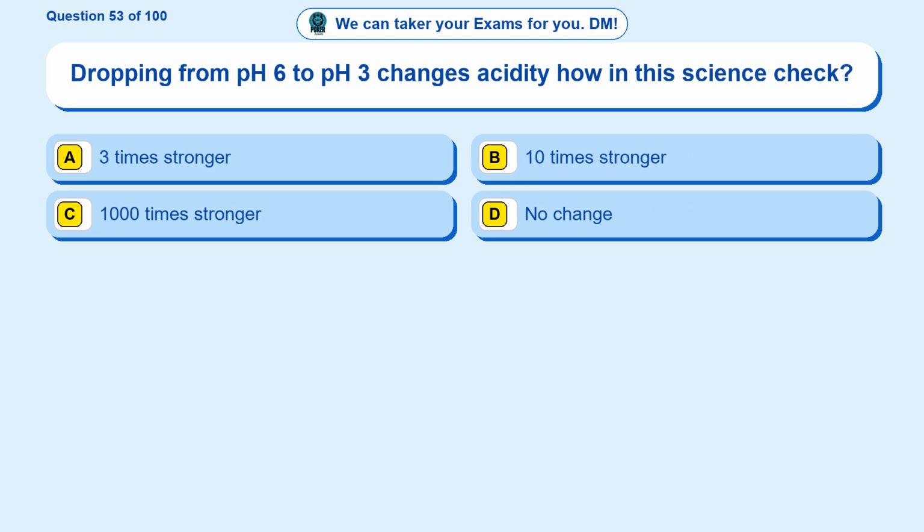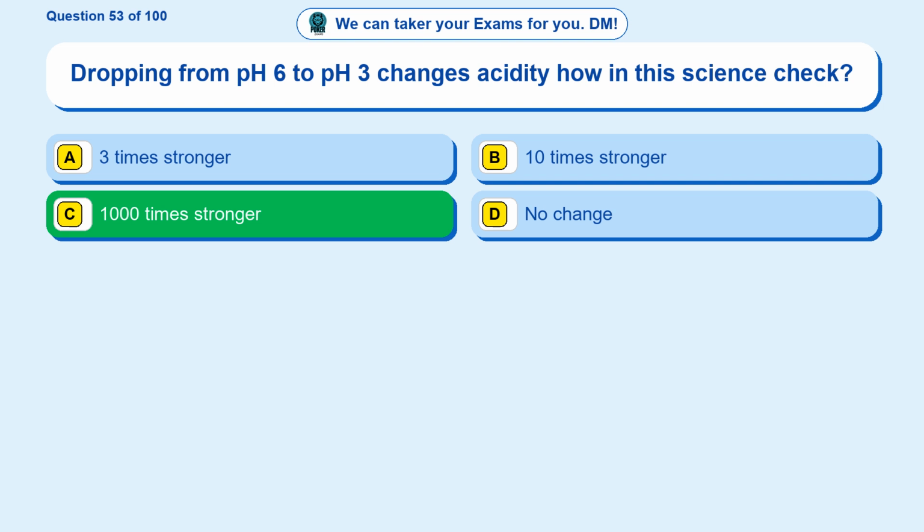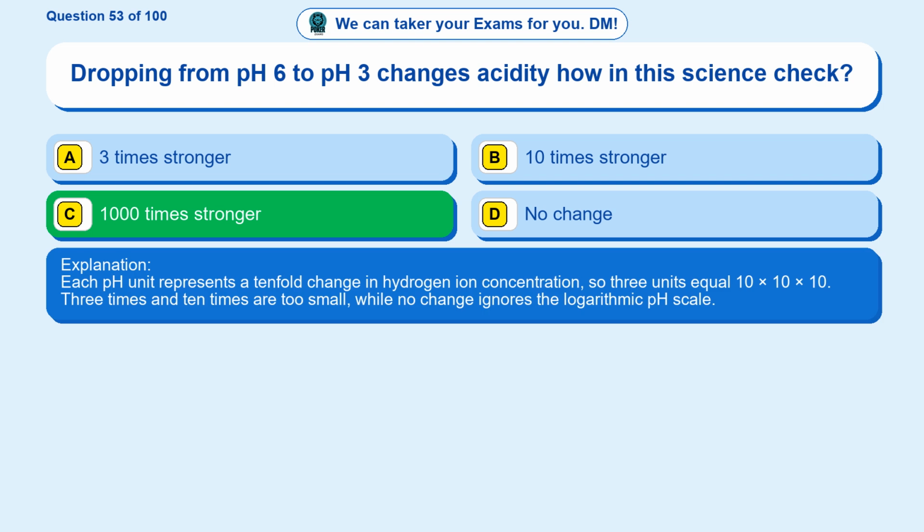Question 53. Dropping from pH 6 to pH 3 changes acidity how in this science check? Option A, 3 times stronger. Option B, 10 times stronger. Option C, 1000 times stronger. Option D, no change. The correct answer is option C. 1000 times stronger. Each pH unit represents a 10-fold change in hydrogen ion concentration, so 3 units equal 10 times 10 times 10. 3 times and 10 times are too small, while no change ignores the logarithmic pH scale.